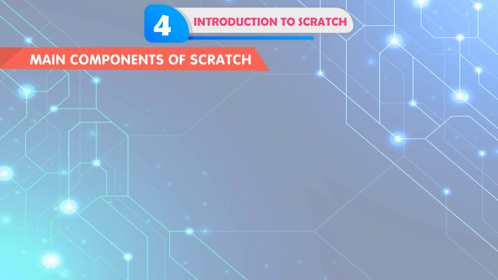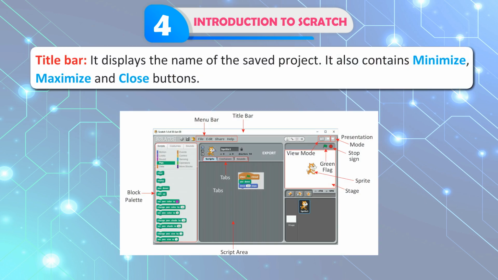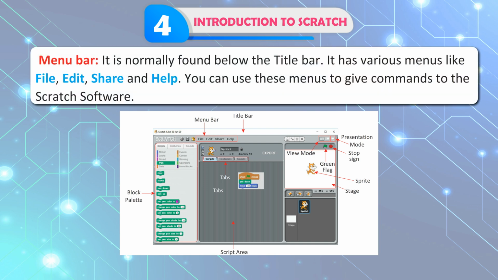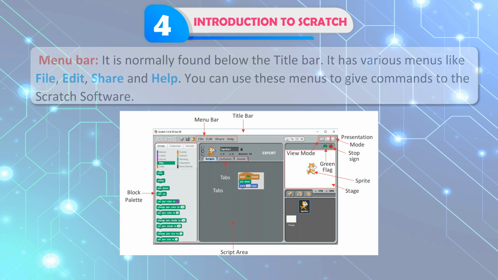Main components of Scratch. Title bar. It displays the name of the saved project. It also contains minimize, maximize, and close buttons. Menu bar. It is normally found below the title bar. It has various menus like File, Edit, Share, and Help. You can use these menus to give commands to the Scratch software.